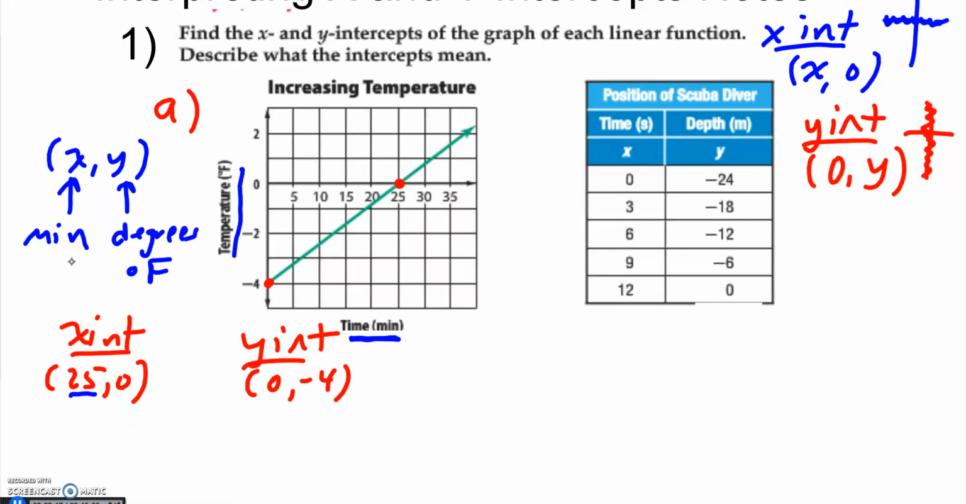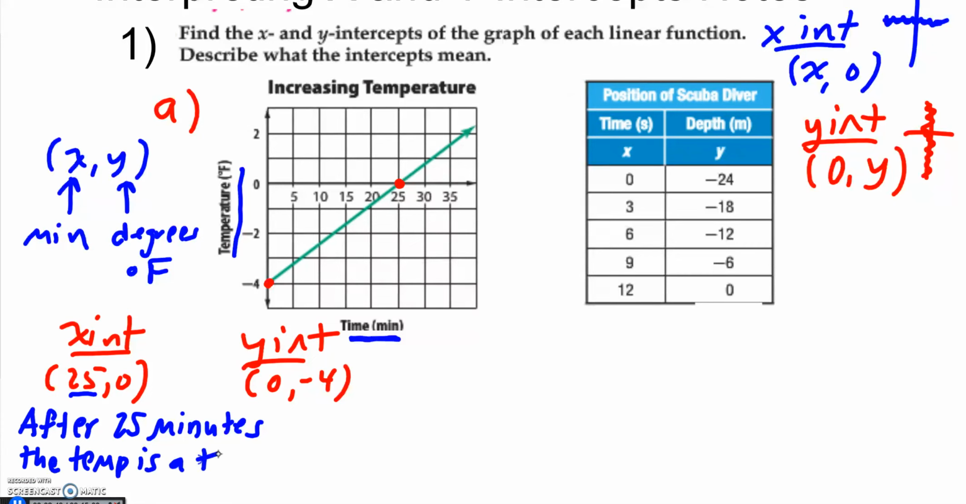So if I were going to describe in words what's going on, I could say something like, after 25 minutes, where is the temperature? So after 25 minutes, the temperature seems to be at 0 degrees Fahrenheit. So that sentence would describe what's going on with the X-intercept.